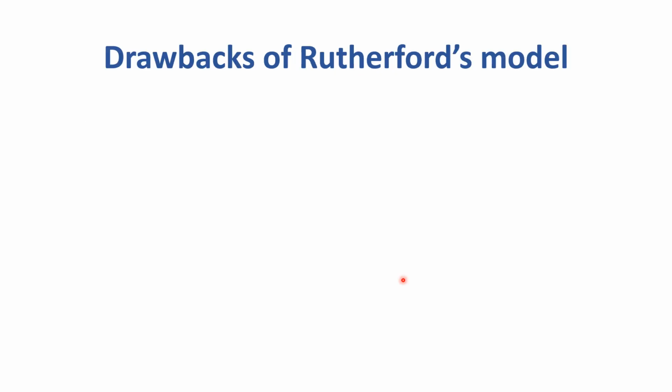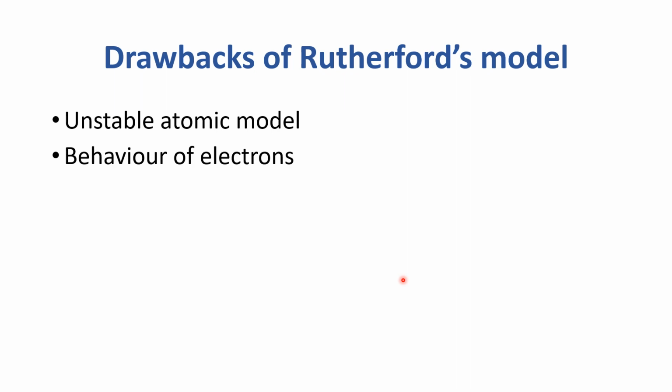The topic of discussion is atomic structure and the subtopic is photon. Before going into the details, let's see the drawbacks of Rutherford's model. There were unstable atomic model, behavior of electrons, and planet-like picture.